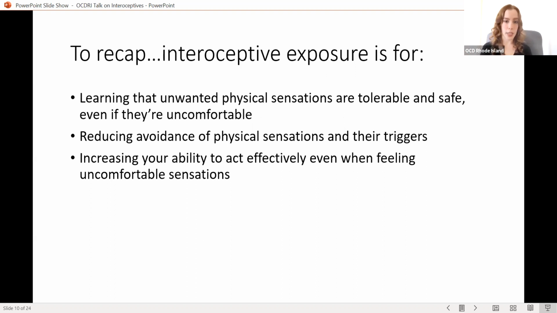All right, so let's recap so far. Interoceptive exposure is about learning that unpleasant, unwanted physical sensations are still tolerable and safe, even if they're uncomfortable, for the purpose of reducing your urges to avoid and escape these sensations and avoid and escape triggers to sensations, which can really narrow your life down, and increasing your ability to continue just acting effectively and living your life when uncomfortable sensations show up. So that getting away from your feelings doesn't have to control your behavior.